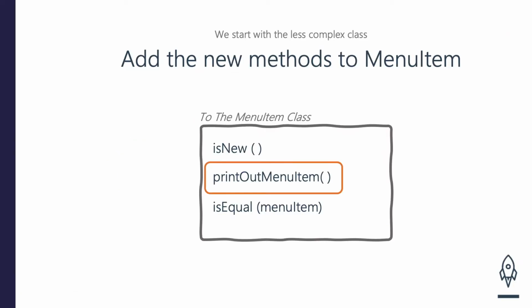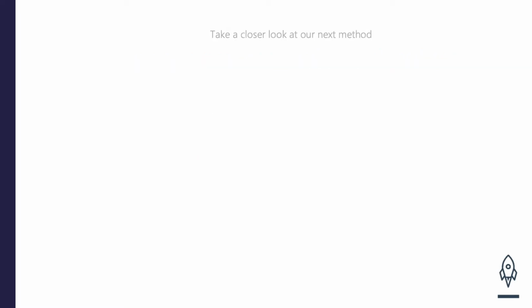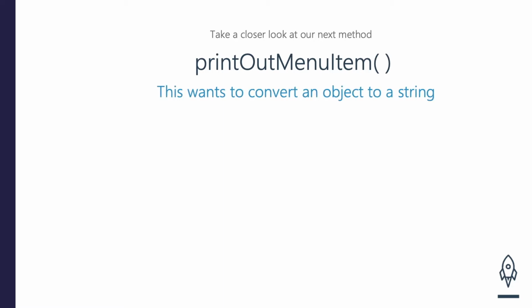So the next method we need to do is the printOutMenuItem method. We're going to talk a little bit more in depth about this one. What it wants to do is just simply convert that menu item, that object, into a string, something human readable. That might sound a little familiar to you. Let's take a closer look.